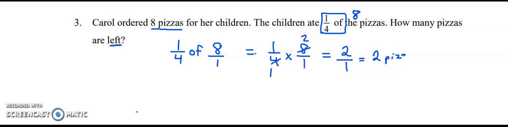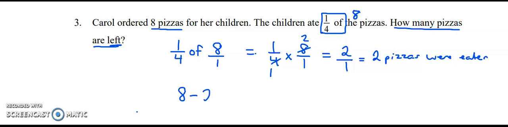But this is what the kids ate. So the 2 pizzas were eaten. The question wants to know how many pizzas are left. So we have to take away the pizzas that were eaten from the total. There were 8 pizzas in total, minus the 2 that were eaten means that we have 6 pizzas left.